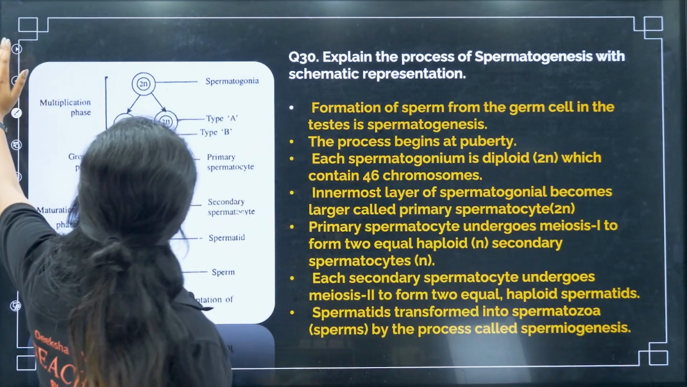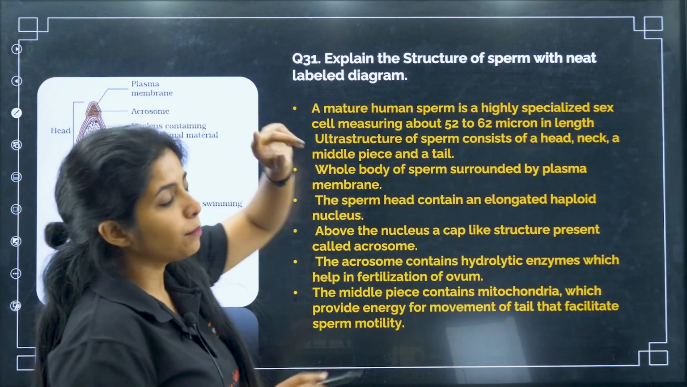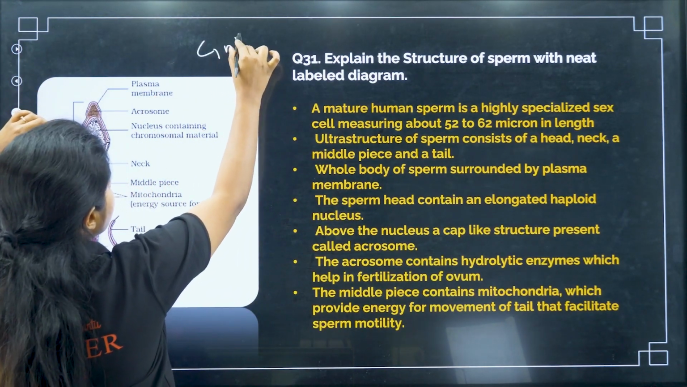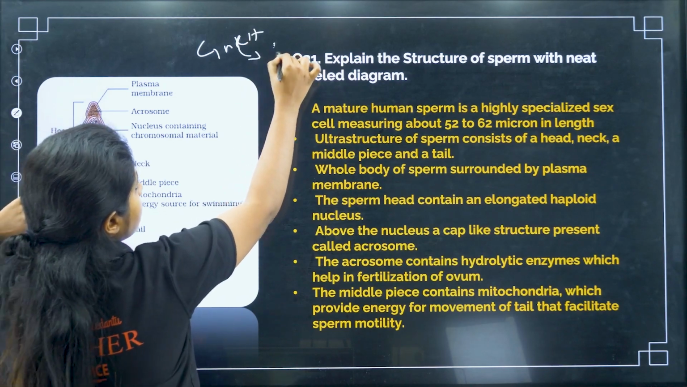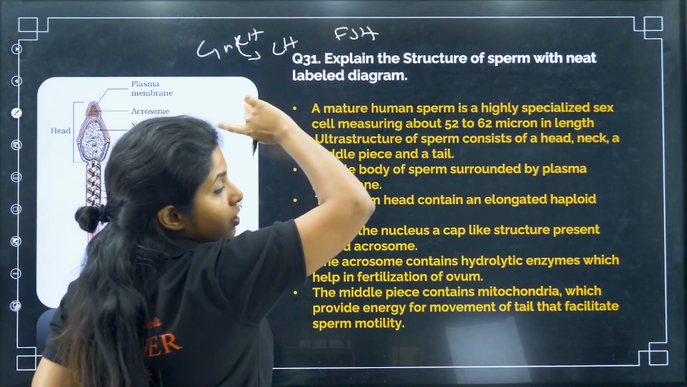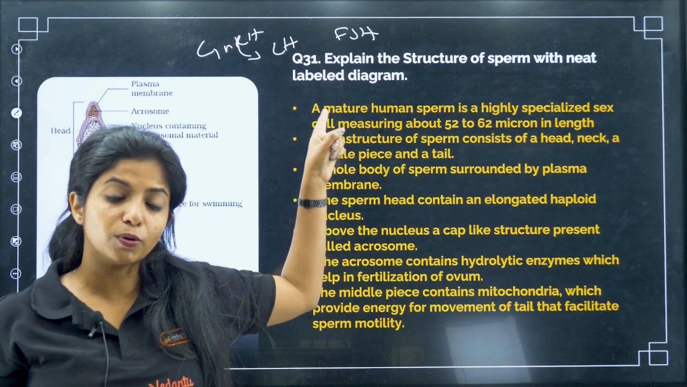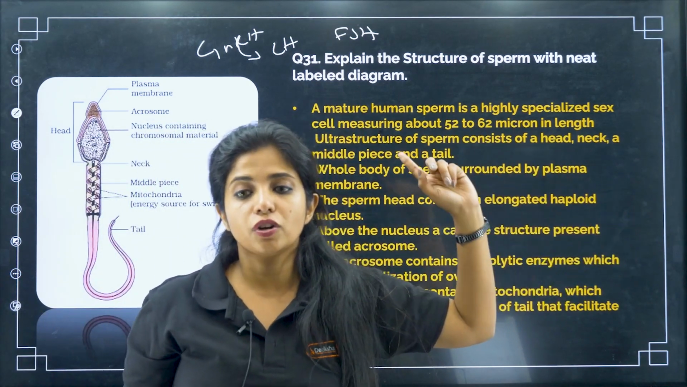Done? Okay. And it happens at puberty because GnRH, gonadotropin releasing hormone, its amount increases, and it releases LH and FSH. I already told you FSH goes and acts on Sertoli cells, LH goes and acts on Leydig cells and helps in the production of testosterone.